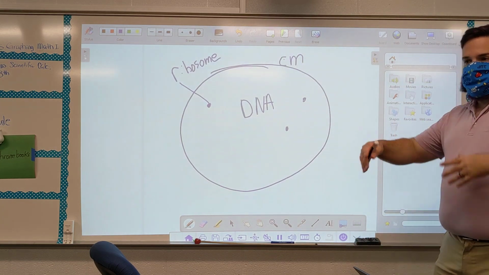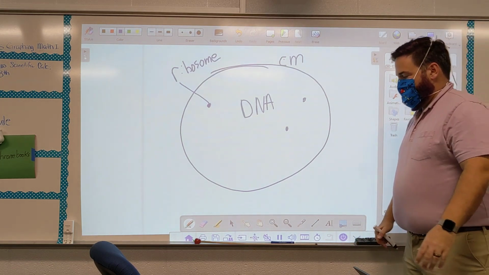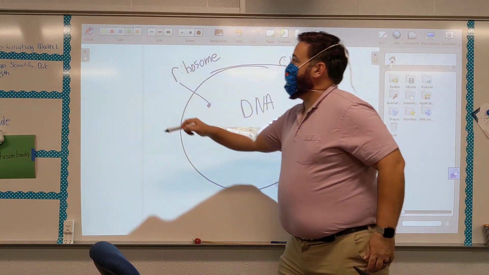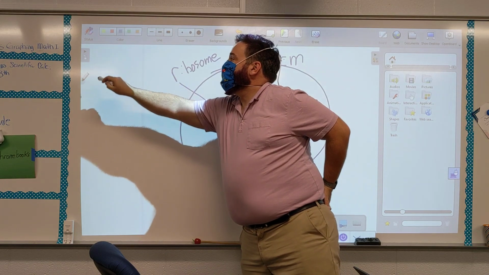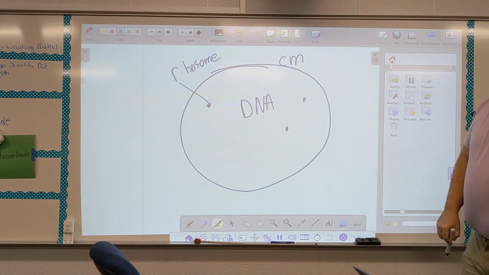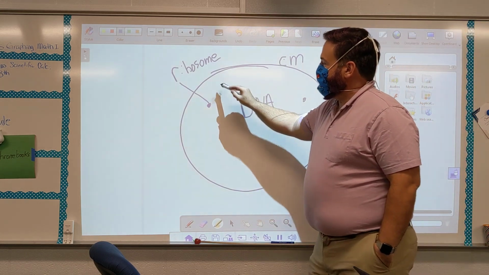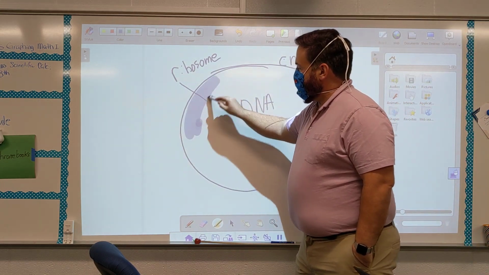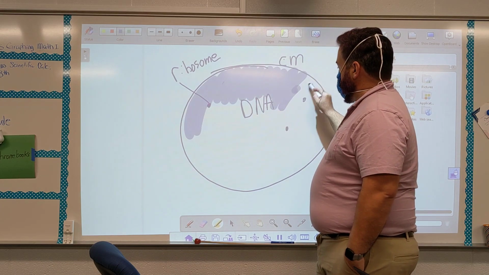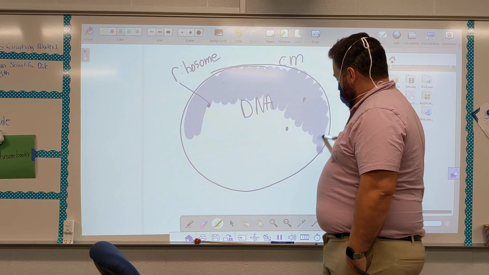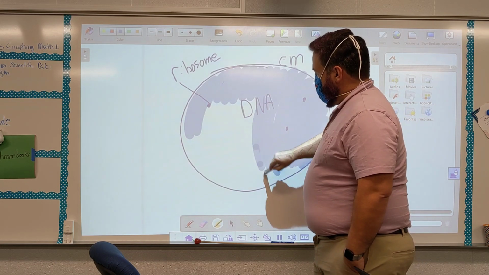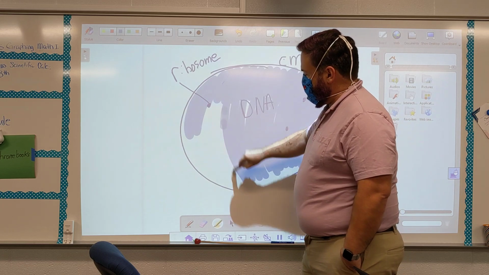What's the jelly-like stuff that fills up the cell? What does it start with? It starts with a letter. What letter does it start with? It starts with C. So the cytoplasm fills up the cell and surrounds the organelles, if the cell has organelles. It allows chemical reactions to take place inside this jelly-like substance.